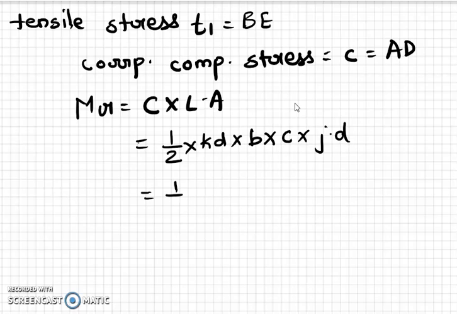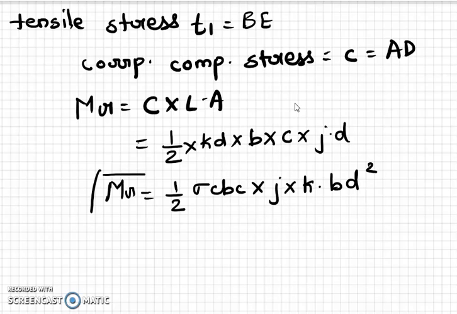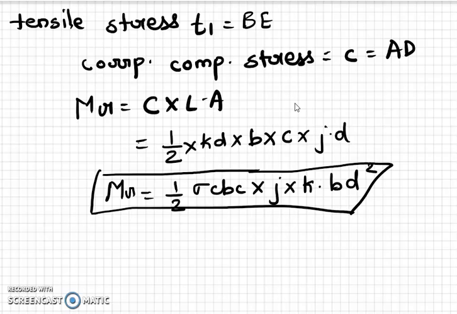Okay. As concrete is fully stressed, we consider the compressive force. In the previous case, in under reinforced section, as steel had reached its permissible value sigma St, we had considered the tensile force. So we already derived what is capital C, which is half into KD into B into C, into lever arm is J into D. So this can be written as half into C, and C will be sigma CBC as concrete will reach its permissible value. So this will be half sigma CBC into J into K into BD square. So this is the equation to calculate the moment of resistance for an over reinforced section.